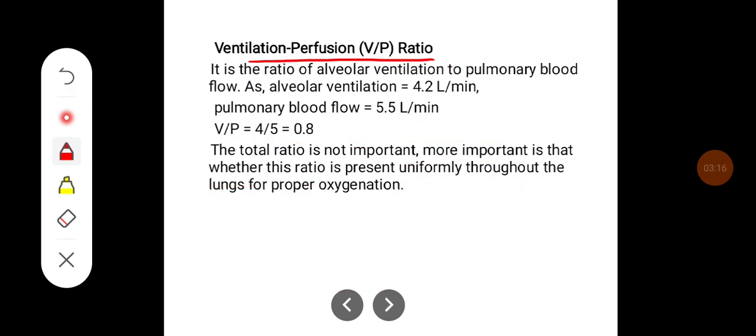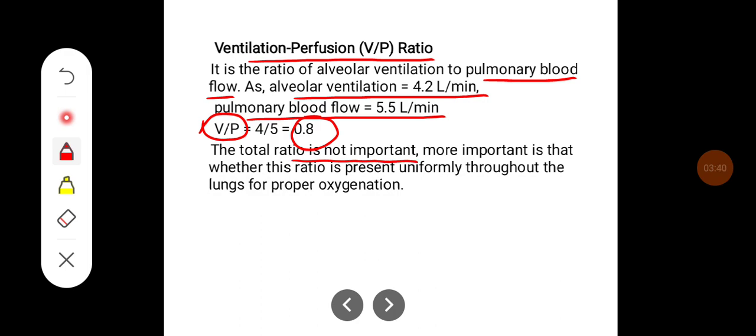Coming to ventilation perfusion ratio, it is the ratio of alveolar ventilation to pulmonary blood flow. As alveolar ventilation is 4.2 liters per minute and the pulmonary blood flow is around 5.5 liters per minute, then ventilation perfusion ratio is approximately 4 divided by 5, that will be 0.8. The total ratio is not important. More important is whether this ratio is present uniformly throughout the lungs for proper oxygenation.